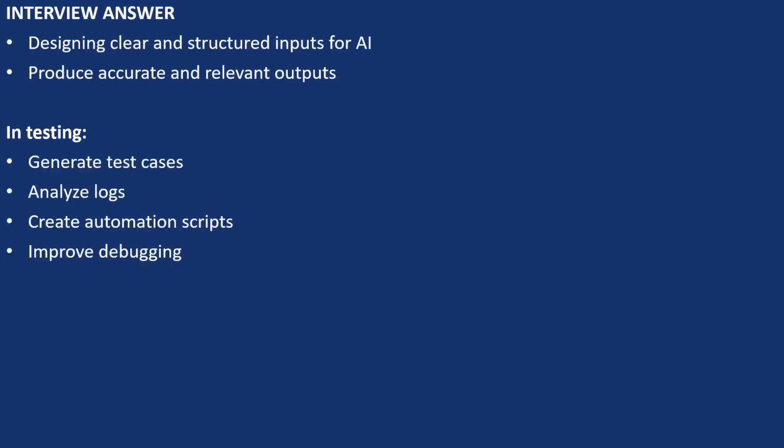Now, if an interviewer asks, what is prompt engineering? Say this: prompt engineering is the practice of designing clear and structured inputs for AI systems so that they produce accurate and relevant outputs. In software testing, prompt engineering helps QA engineers generate better test cases, analyze logs, create automation scripts, and improve debugging efficiency. That one answer tells the interviewer this person is modern and AI aware. Most testers don't know this yet. Now you do. That puts you ahead.